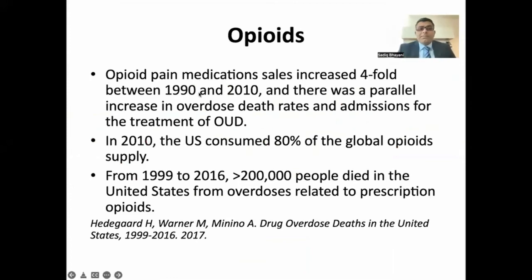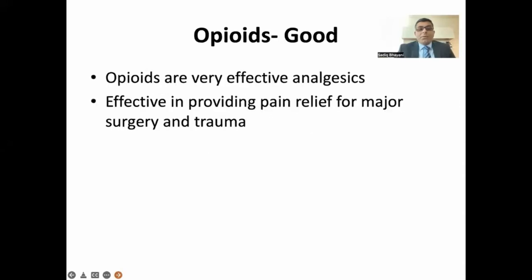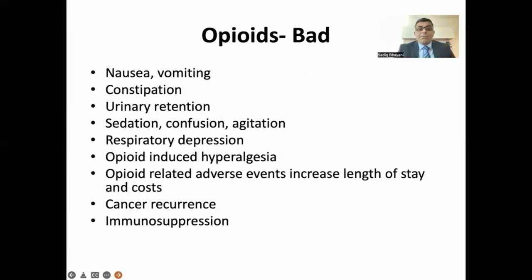But there are concerns. We know opiate medication sales have increased fourfold in the United States. The US consumes about 80% of the global opiate supply. So there is a big dose of an increasing number of deaths because of opiates. So what is good about opiates? They are very effective analgesics. They are effective in relieving pain from major surgery or trauma.